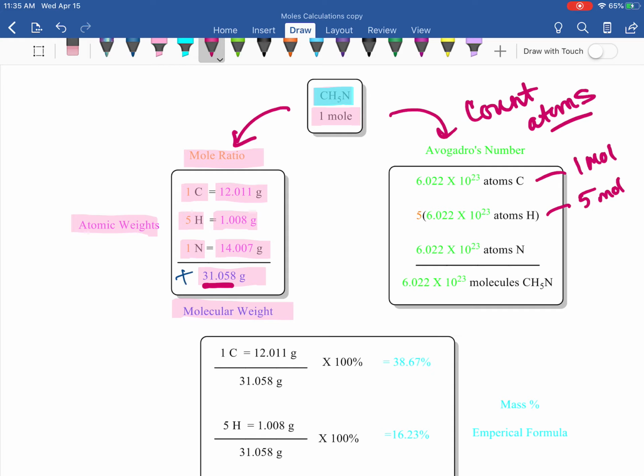Now in hydrogen, we didn't have 1 mole, we have 5. So we've got 5 times Avogadro's number. We also need to remember when we add this up, we've got 5 times that atomic weight. And then in our nitrogen, we've got 1 mole of nitrogen, 6.022 times 10 to the 23rd atoms of nitrogen.